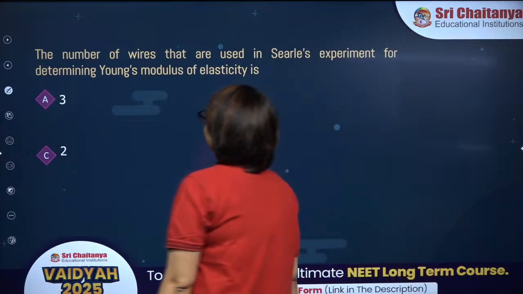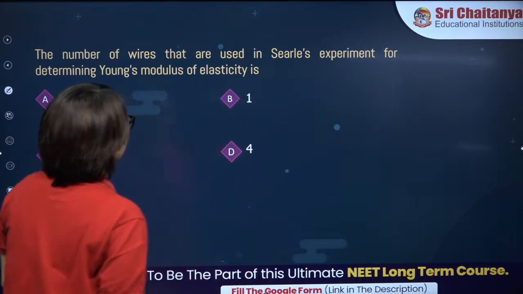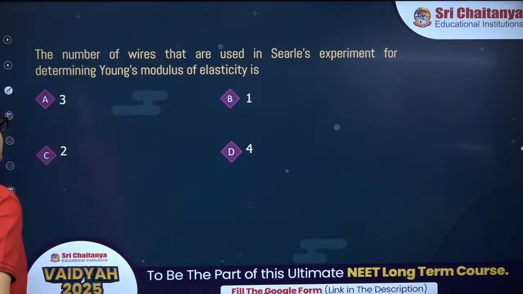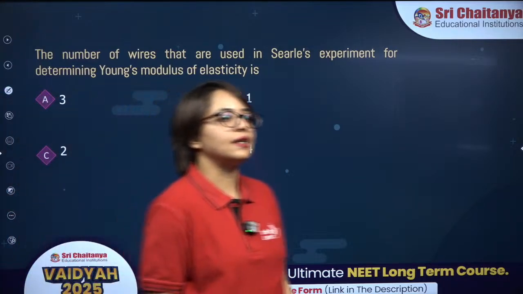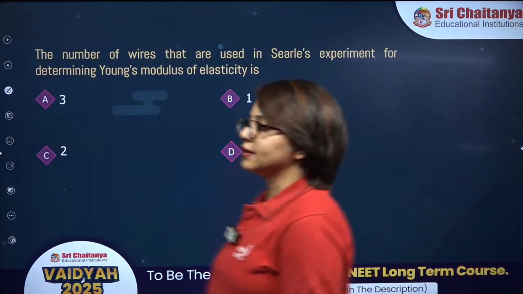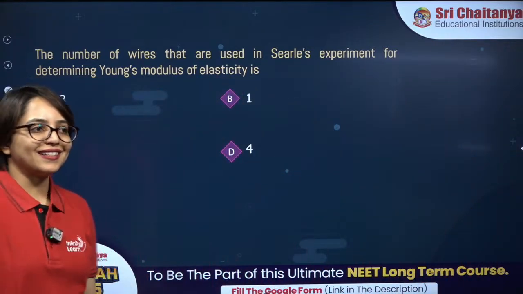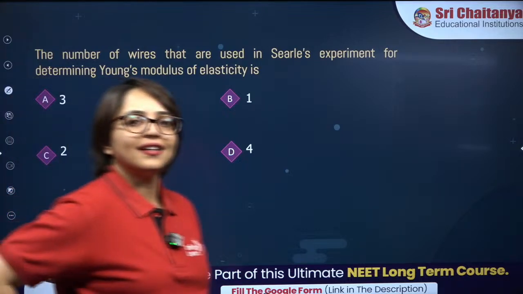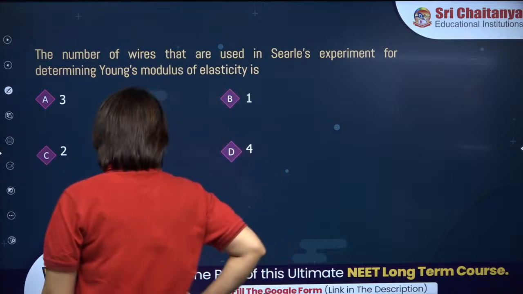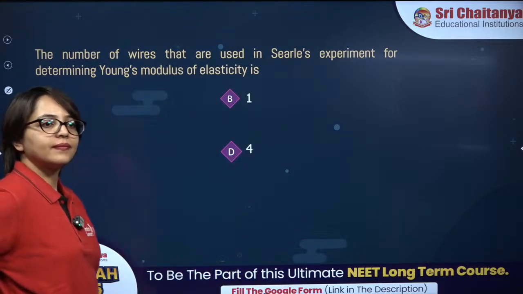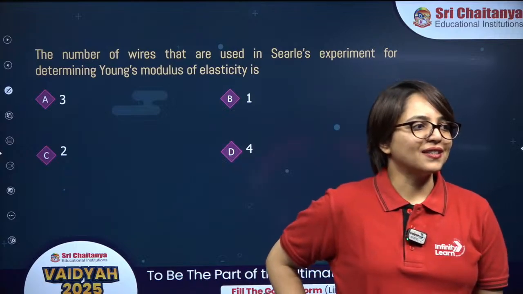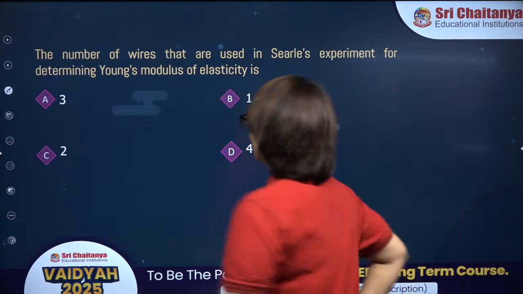Now this is completely information based. The number of wires that are used in Searle's experiment for the determination of Young's modulus of elasticity is. How many wires do we use for the determination of Young's modulus in Searle's experiment? This is given in NCERT. Come on. How many wires do we use? 1, 2, 3, 4. Option C. We use 2 wires.